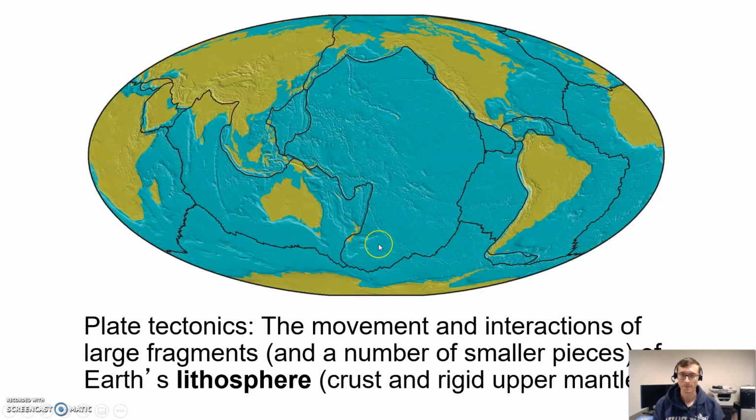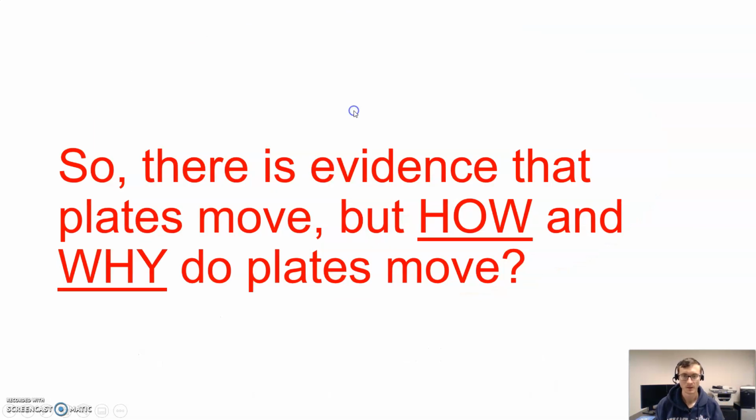So first, this is approximately what the Earth looks like when we divide it into these plates, these different chunks on the surface. And we have a definition here for plate tectonics: movement and interactions of these plates, the big fragments, along with a number of smaller pieces, which are parts of the Earth's lithosphere, the hard parts at the outer edges of the Earth, things which move like rigid bodies.